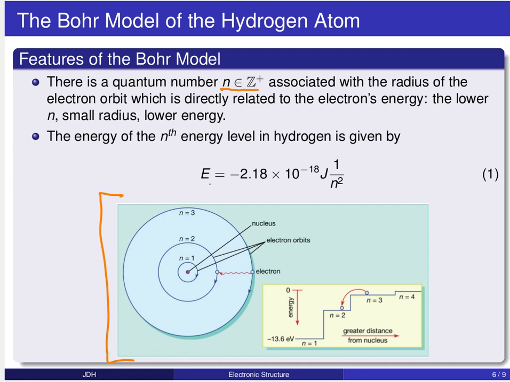And it turns out that the energy of any one of these orbits, so the energy of, say, the nth orbit, is given by this constant value, minus 2.18 times 10 to the minus 18 joules, multiplied by 1 over n squared. So the higher the value of n here, the larger this denominator goes, and we start shrinking down this negative value.